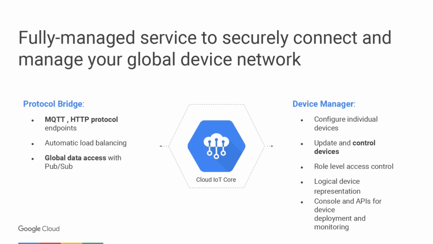We also have role-level access control. So we support IAM at Cloud IoT Core, which allows you to, at a very granular level, provide access control to a group of devices to a certain user. And finally, we have a rich set of APIs so that you can really build applications on top of Google IoT Core.